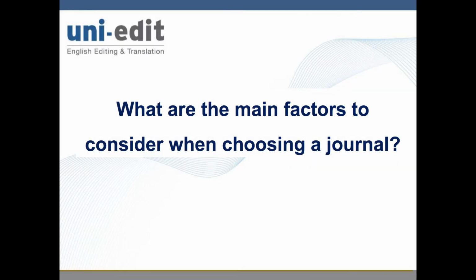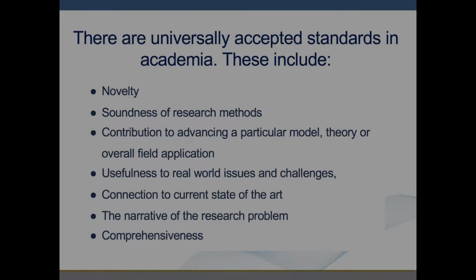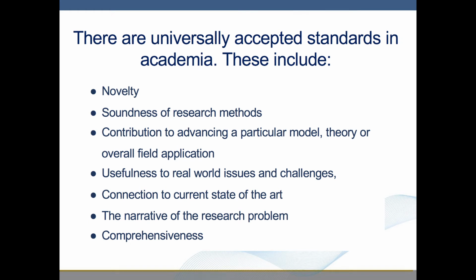What are the main factors to consider when choosing a journal? A journal may choose to accept or reject your paper based on a specific set of criteria stated explicitly on the journal website. There are universally accepted standards in academia.